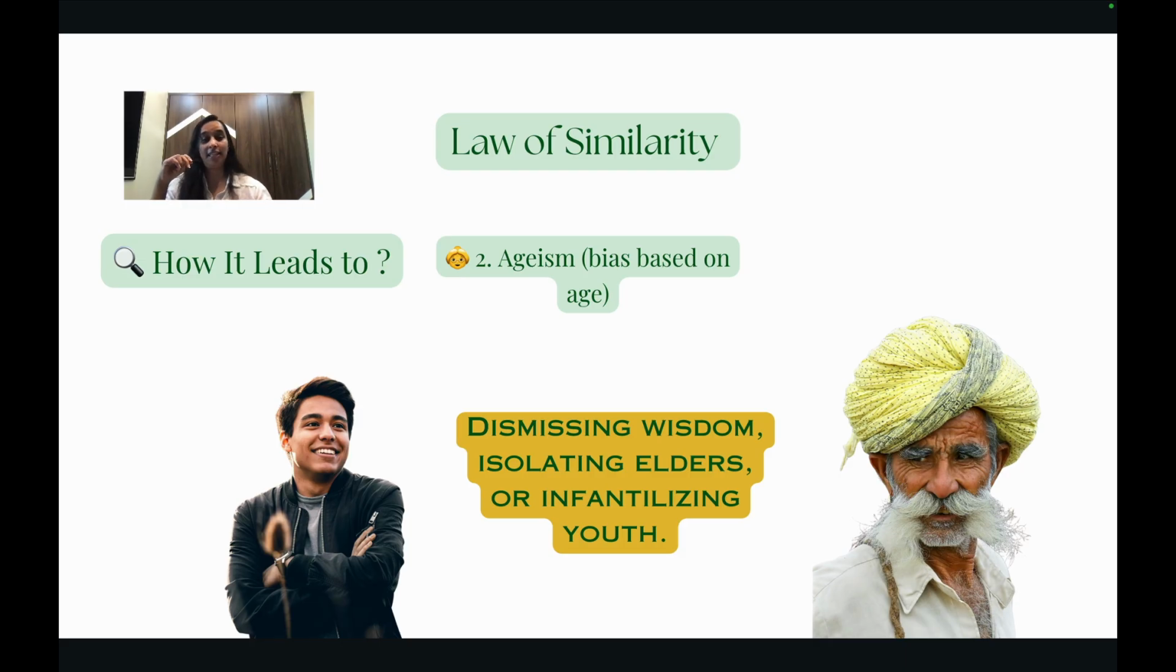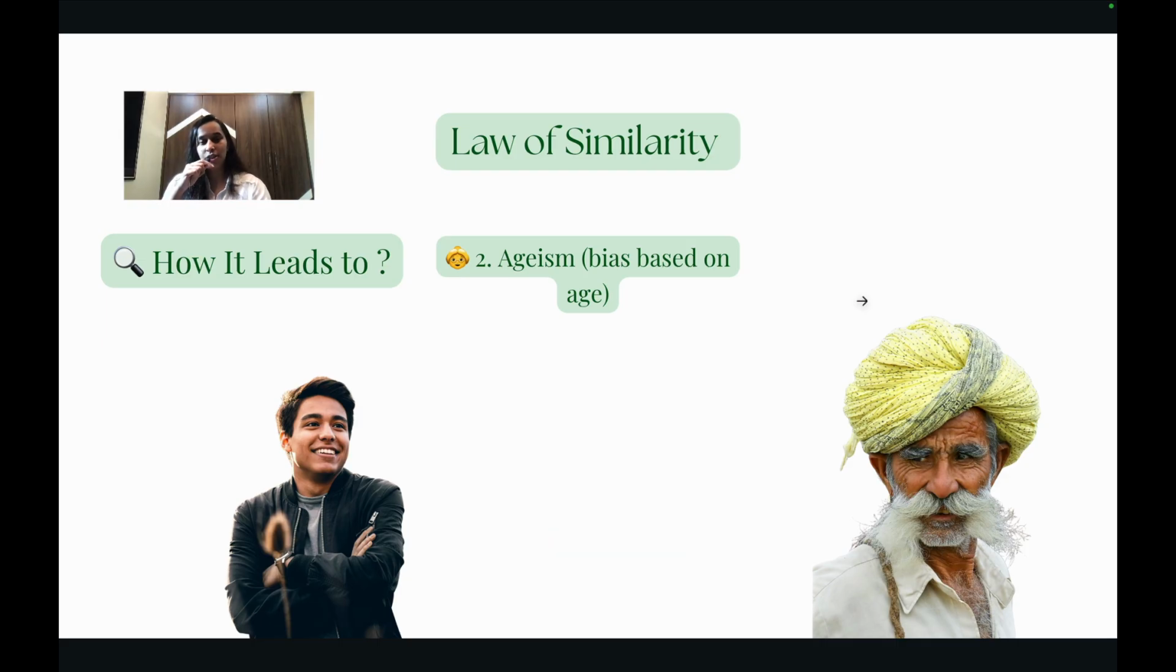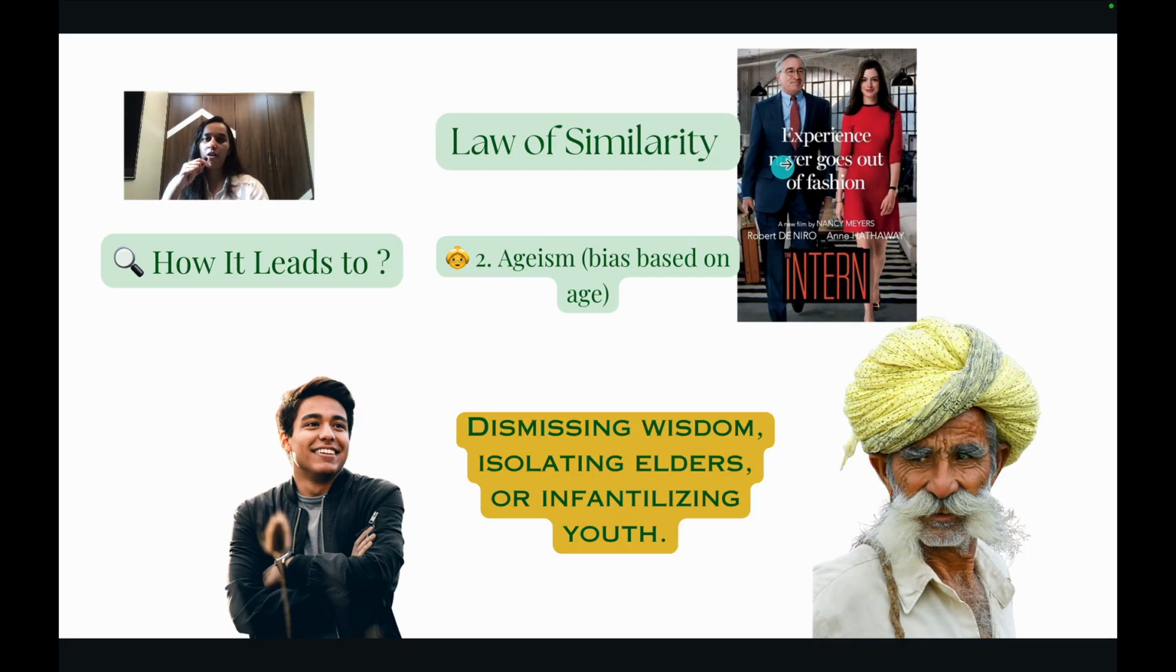Isolating elders, infantilize, meaning we start treating an adult as a child. A lot of times parents also, even at the age of 60, yell at their child thinking that it is okay to do that, but it is not. It's not a child anymore. It is an adult. That's something the parents need to understand, and the law of similarity does come in. To understand ageism better, there's a very interesting movie called Intern, which makes you understand how, as youngsters, we tend to look down on someone who's old.